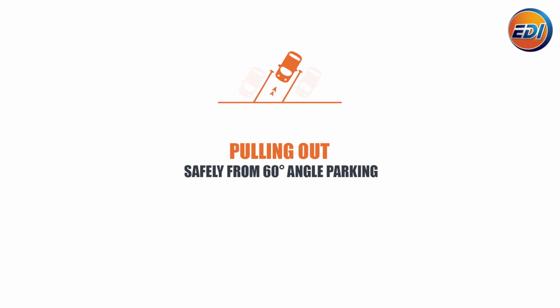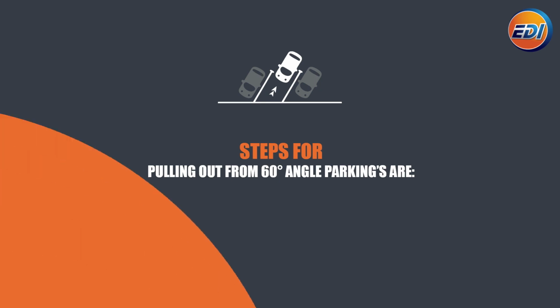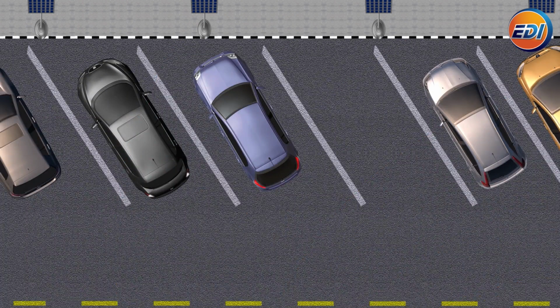Pulling out safely from 60-degree angle parking. Steps for pulling out from 60-degree angle parking are: to move out safely, motorists may use the POM routine. Prepare the vehicle controls. Observe the road behind. Check mirrors. Look over both shoulders to see if it is safe to move out.